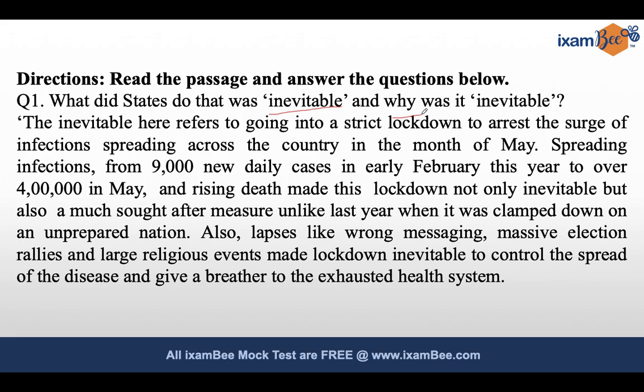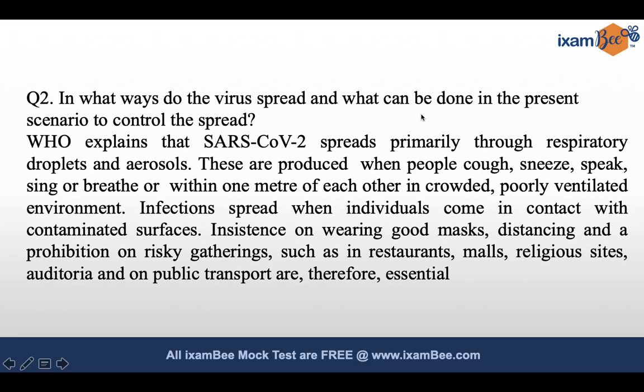So when we read the passage, we're going to keep on looking for content that talks about inevitability of the situation and also the reason. Next question. The next question is about ways the virus spread and what can be done. How does the virus spread and what can be done about it? Yes, so we are talking about virus transmission and methods to arrest that. So if you remember, first one, inevitability of the situation. Second one, transmission of virus and what can be done about it.